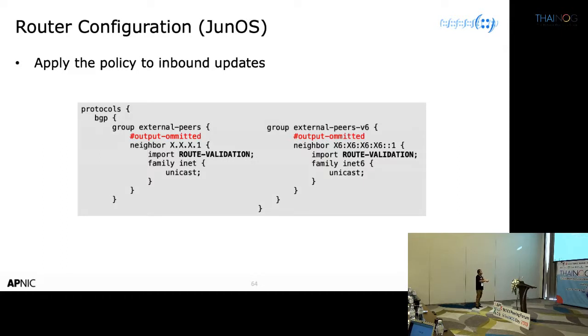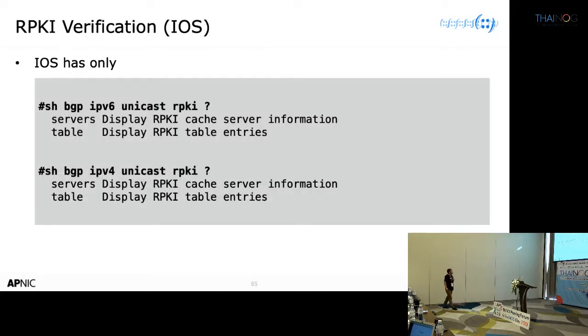Apply that policy on your inbound for both your V4 and V6 neighbors. Once that RTR session is built, now you need to verify things. With Cisco IOS, it only gives you two options: show BGP IPv4 or IPv6 RPKI, then either servers or table. If you choose the servers option, it tells you about the RTR session with the validator. It gives you the details of the validator session.